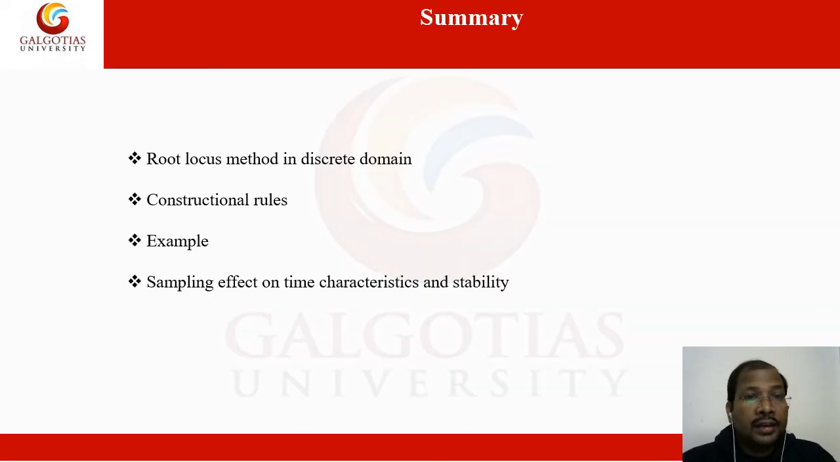So we already discussed the root locus method in the discrete domain, and we found its construction rules are the same as the conventional continuous root locus methods. We also discussed examples, and using these examples we also related the sampling effect on the time characteristics and stability.